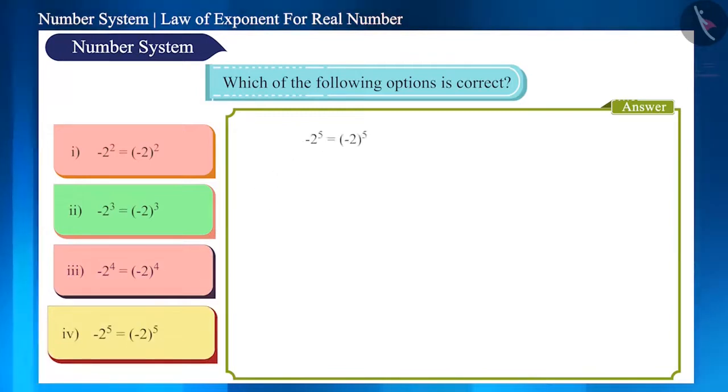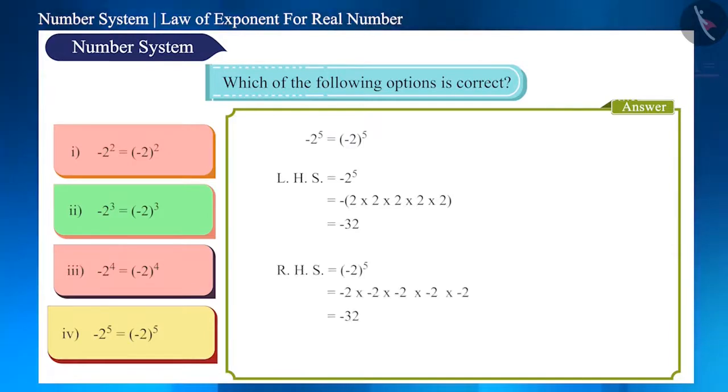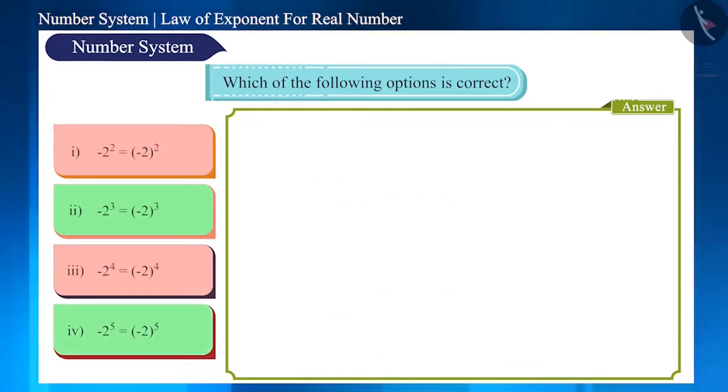Look at the fourth and last option. It has minus 2 raised to power 5 on the left side and its value is minus 32. The right side has the minus 2 in brackets raised to the power 5 and its value is also minus 32. That is, the left hand side is equal to the right hand side. So this option is correct.